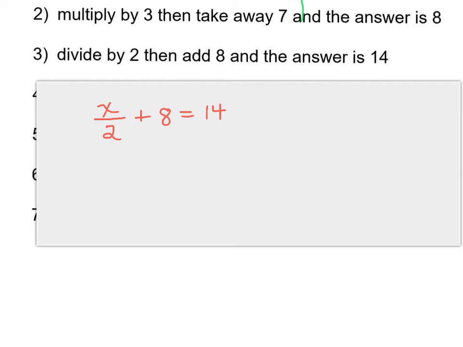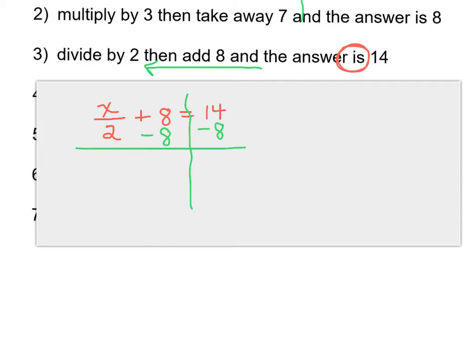Here's a little hint in an algebra problem. Whenever we use that verb, that's where our equal sign goes. So now I'm going to undo that story in reverse order. We're going to undo what happened to x in reverse order. So the last thing that happened to x was that we added 8. So the inverse of adding 8 would be to subtract 8. Once on the left side of that equal sign and once on the right side of that equal sign.